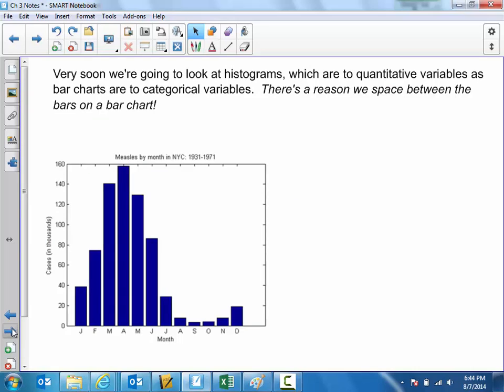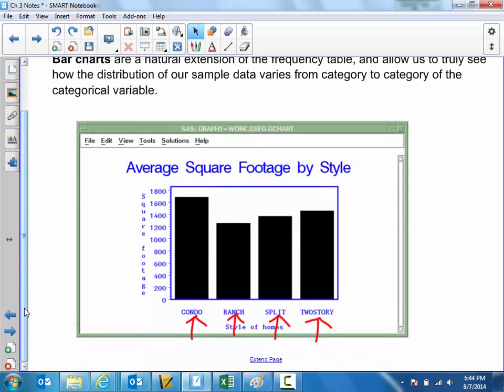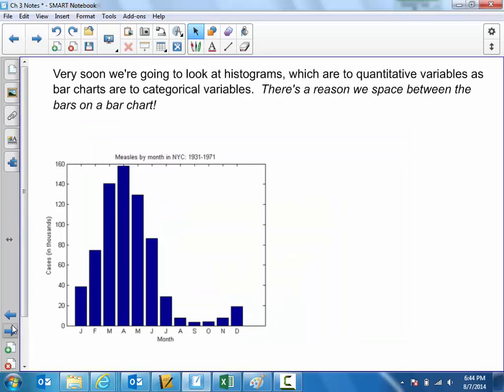All right, you've got a second one here, and I like this bar chart a little bit more because notice, while it too is titled, you've got measles by month in New York City from 1931 to 1971, versus average square footage by style here. The vertical axis in the first example I showed you was not the counts for the data values that I've highlighted in red below, condo, ranch, split, and 2-story. While in this bar chart you do indeed have the counts, or cases as they're called, in the thousands on the vertical axis. So that makes it more like a frequency table, which remember counts up how often data fall in these data values.